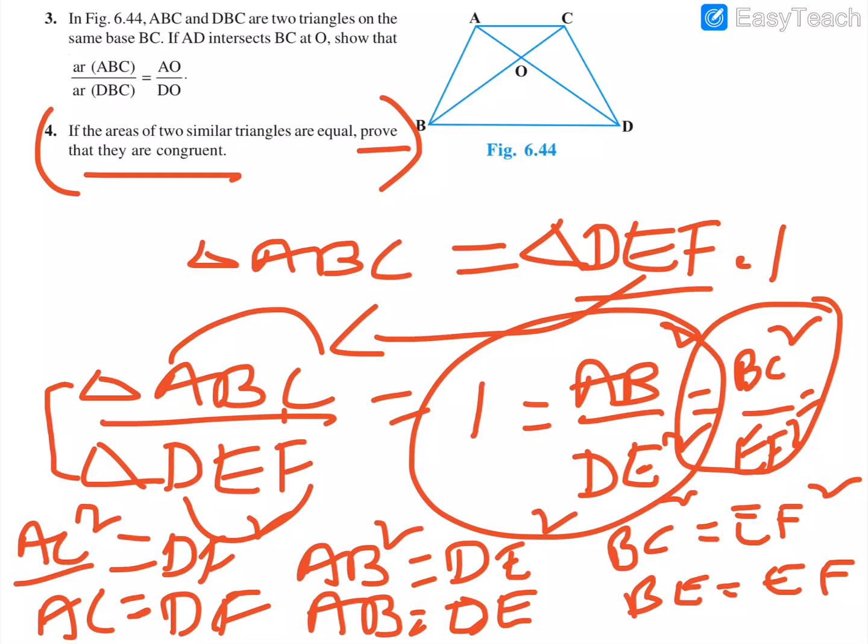So the three sides are equal. Last year, if you remember the criteria, side, side, side. By SSS criteria, these two triangles will be congruent. That is how we will prove this. So these are the 4 questions in part 1. The rest of the questions will be done in part 2.